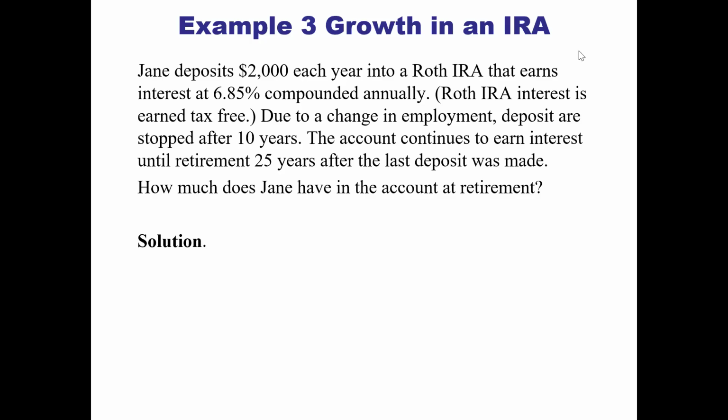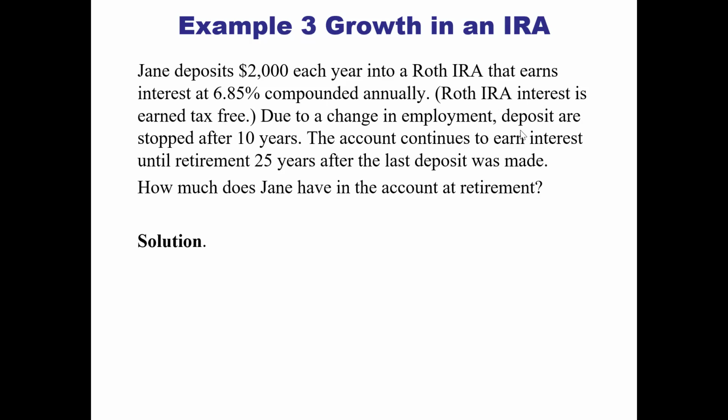All right, so this is an example of growth in an IRA. Jane deposits $2,000 each year into a Roth IRA that earns interest at 6.85% compounded annually. So our number is just going to be 6.85%. We're not dividing by any numbers. A Roth's interest is earned tax-free, so at the end we don't have to pay taxes on it.